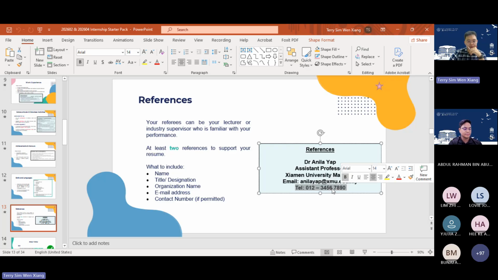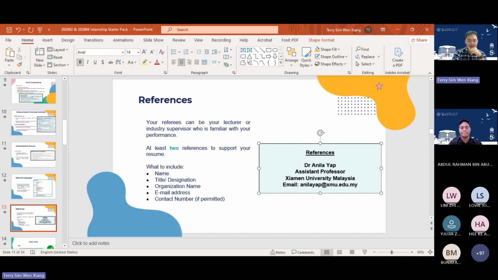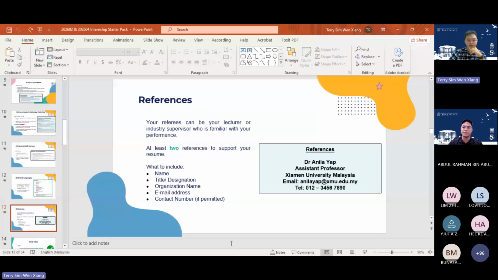If they don't want to give it to you, okay, then if they want to do any research, they will just directly email the lecturers. Okay. All right. Yeah, that's a good point by Terry. You should not include it if they don't permit or if they find it sensitive.